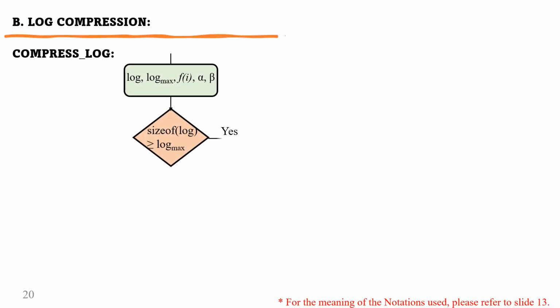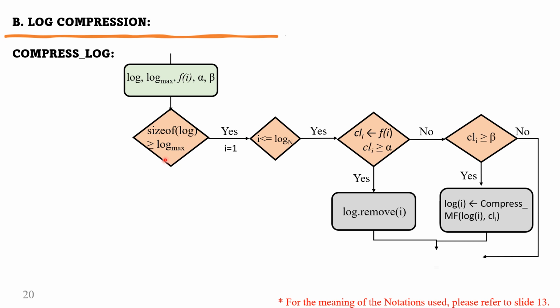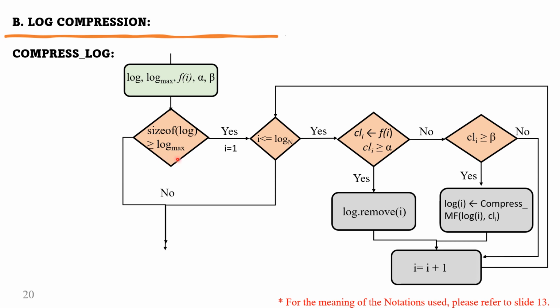Now we discuss the log compression algorithm. Here alpha and beta are two user defined values based on which we decide whether to apply lossy or lossless compression or to discard the frame at all. We continue to log the macro frame till the log reaches its maximum capacity. If the log saturates, then for every frame in the log, we will first calculate the compression level denoted by CLI. This is obtained using the function FI or the QS function as discussed earlier. Now, if the compression level is greater than or equal to alpha, we will discard that macro frame. And if the compression level is between alpha and beta, we will call the compress MF function.